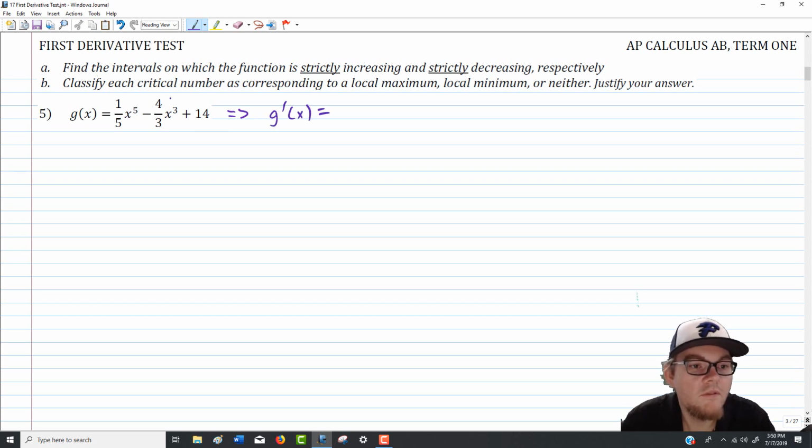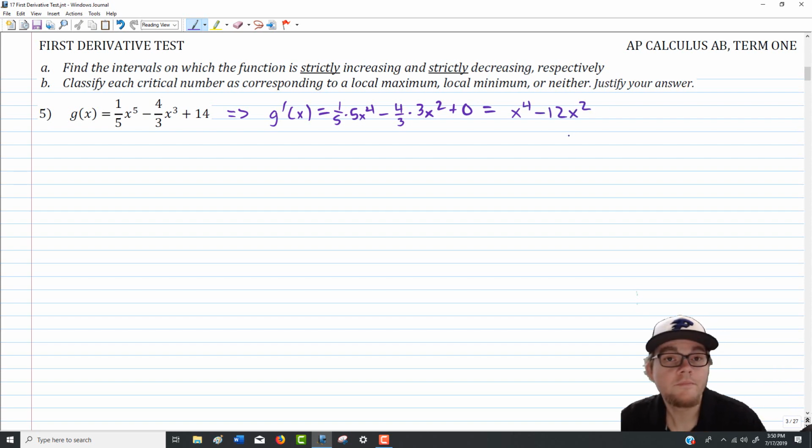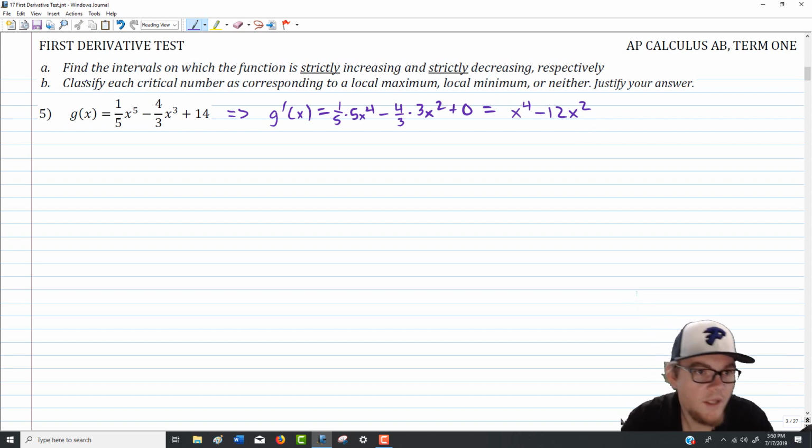I'm going to have 1/5 of 5x to the 4th, which is just x to the 4th. Actually, I'll do this the more formal way. 1/5 times 5x to the 4th. We'll have -4/3 times 3x squared, and then plus 0. And simplifying what we have, we get x to the 4th minus 12x squared. So there is our derivative. Now again, this is a polynomial. I probably should have noted that at the very beginning. We have a polynomial, so continuity and differentiability are built in. So nothing to stress about there.